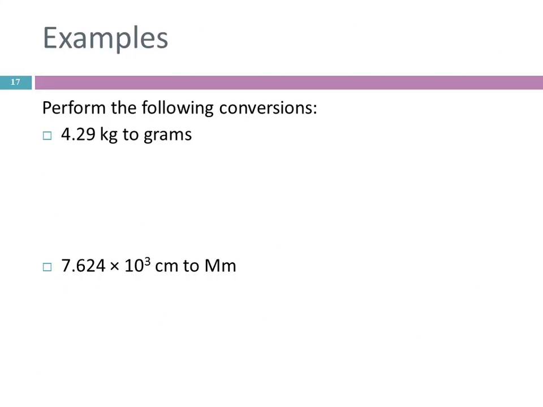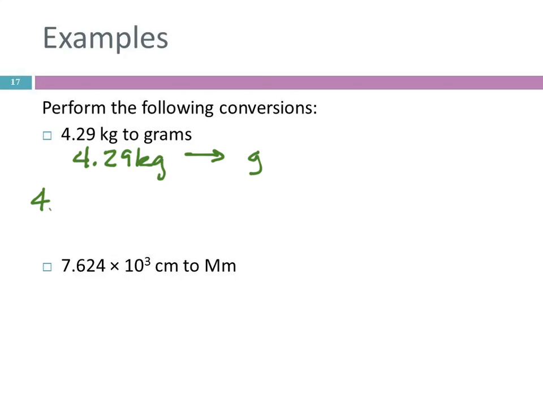So let's do a couple more. 4.29 kilograms to grams. When questions are expressed this way, it's very straightforward what they're asking for, right? We're trying to get to grams, and we're starting with 4.29 kilograms. One prefix, one step.